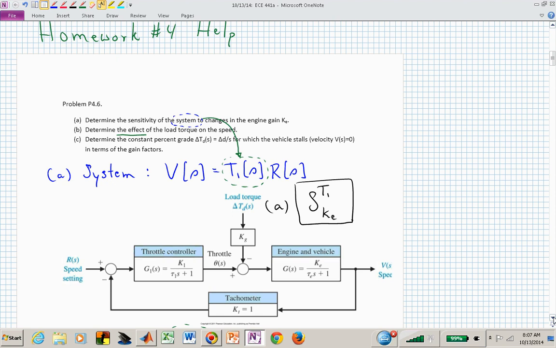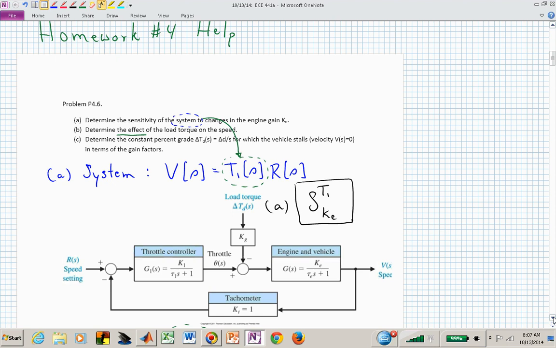Once you have that, and that's going to be parameterized in terms of these unknown parameters, K sub E being one of those, now you can perform or compute the sensitivity of that transfer function with respect to that gain K sub E. That's part A.